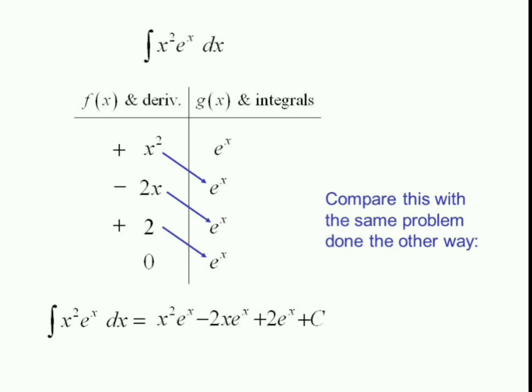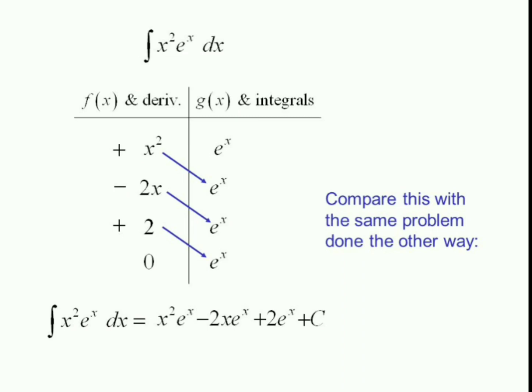Then the last row, the derivative of 2, a constant, is 0. And the integral of e^x is e^x.